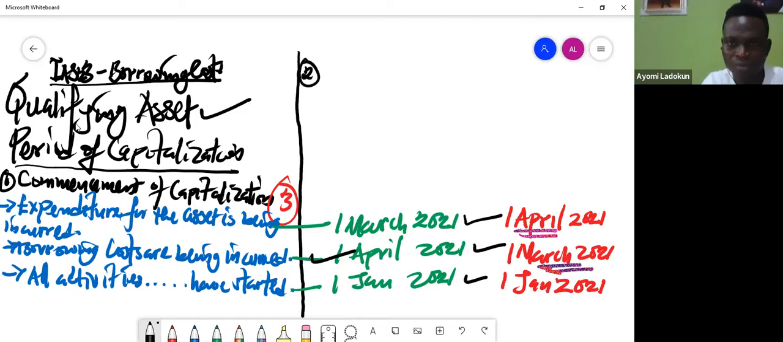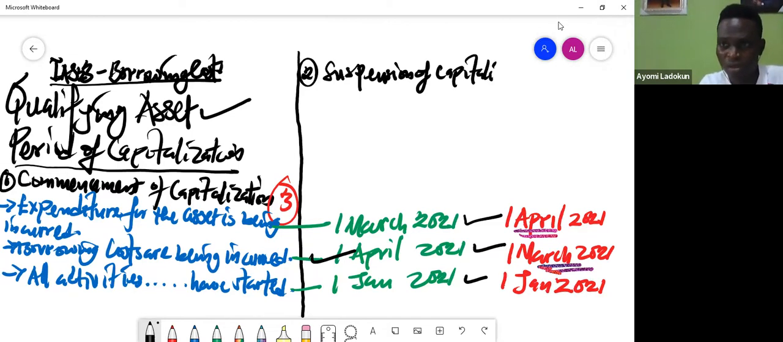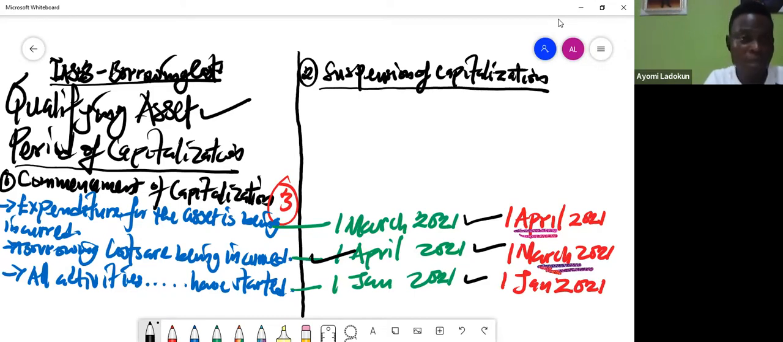Number 2 is suspension of capitalization of borrowing costs. When do I suspend? Suspension is not cessation. In most textbooks, you see commencement and cessation. That is not correct. There is commencement, there is suspension, and there is cessation. So that's what I'm teaching you.